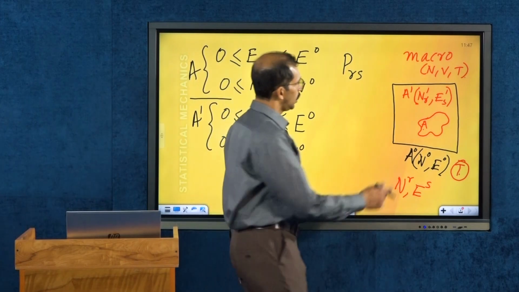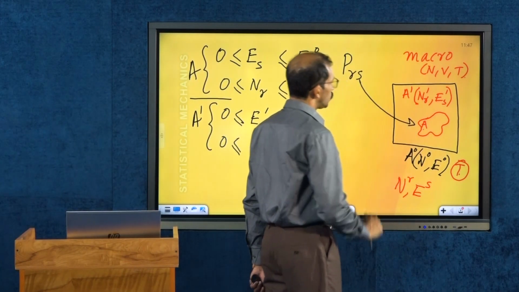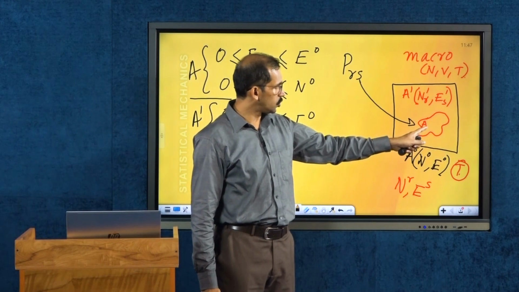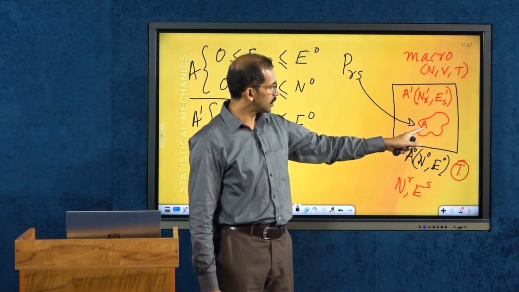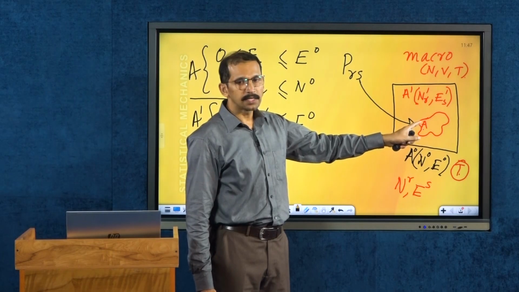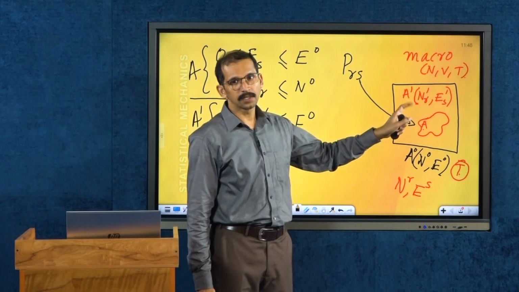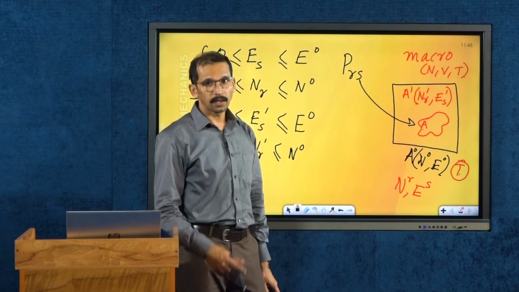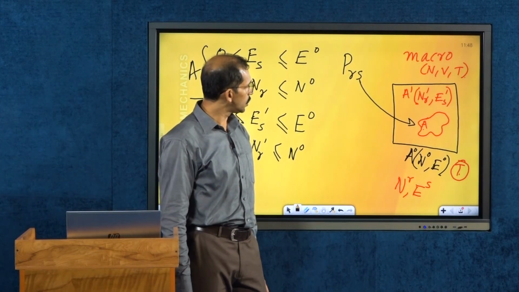PRS is connected to the small area A which we took, and PRS represents the probability that this A has an energy Es and number of particles Nr. Now, how do we further our knowledge of PRS?